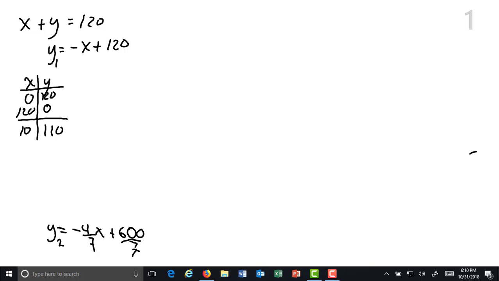Okay, now, how about here? Here I have a little x and a little y. So, when x equals 0, what's my y-intercept? Yeah. I always wonder why it takes so long after a while. Okay, that's 600 over 7.